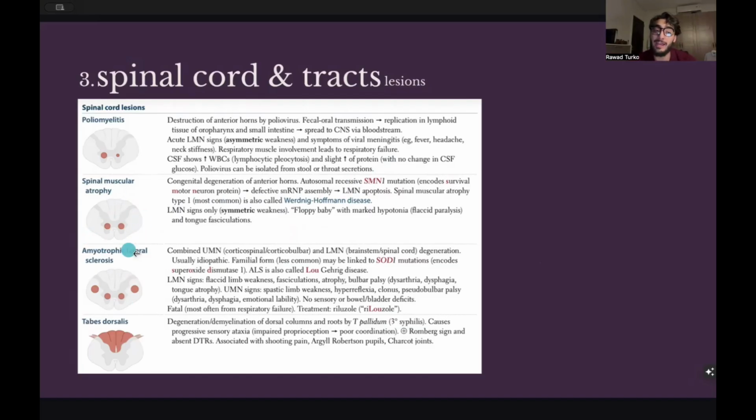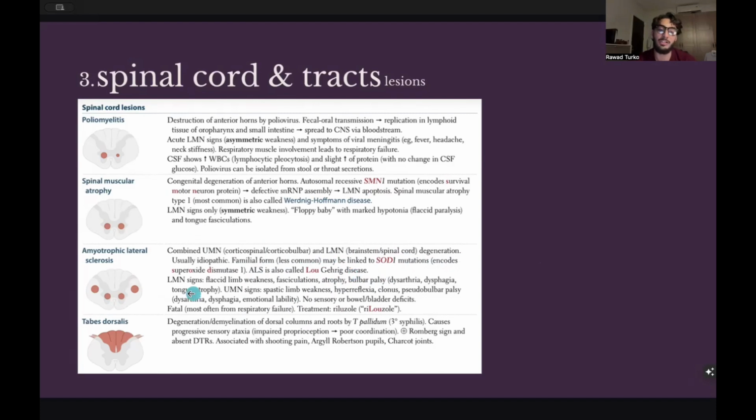Okay, now this is different from ALS, or amyotrophic lateral sclerosis, because ALS is combined upper motor neuron and lower motor neuron. In its familial form, which is less common, it might be linked to SOD1 mutations, which encode superoxide dismutase 1. Okay, and this is another name for Lou Gehrig disease.